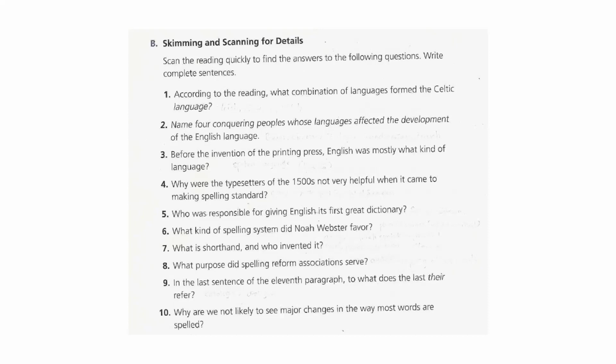Okay, 3. Before the invention of the printing press, English was mostly what kind of language? I'll give you a hint, because you can say, what do you mean? What kind was it? Do you mean, was it delicious? No, that's not what I mean. I mean, was it, like I mentioned before, Korean and Japanese, very concrete, uniform, or was it a different kind of situation with the language? Okay. All right. Next.